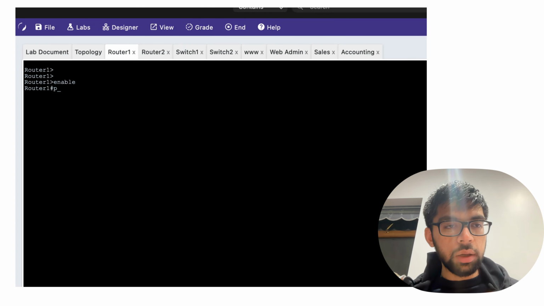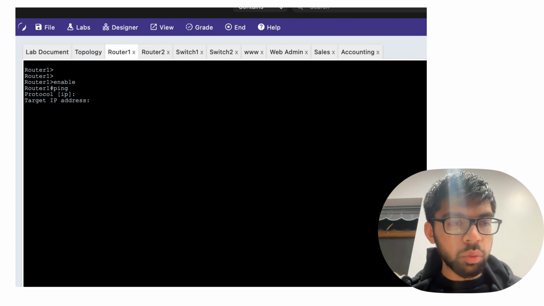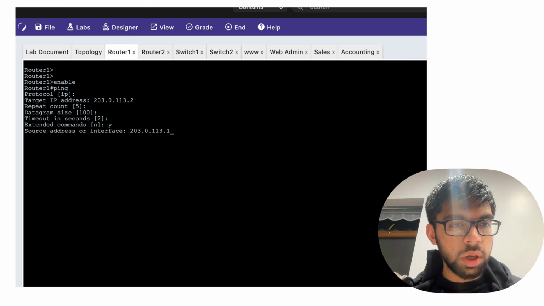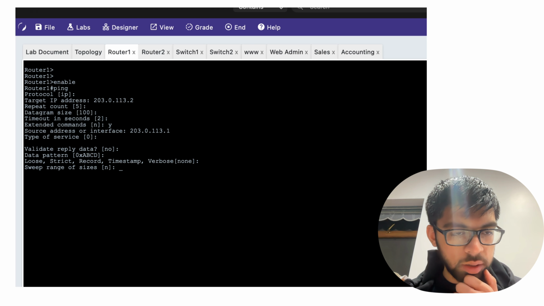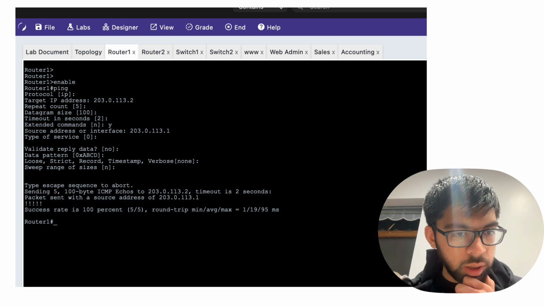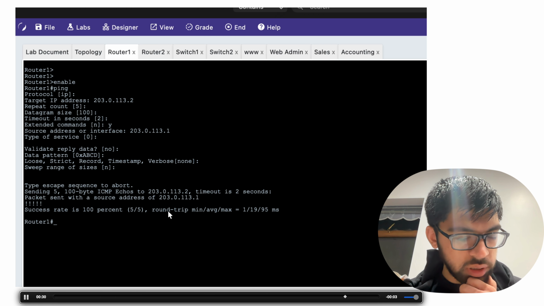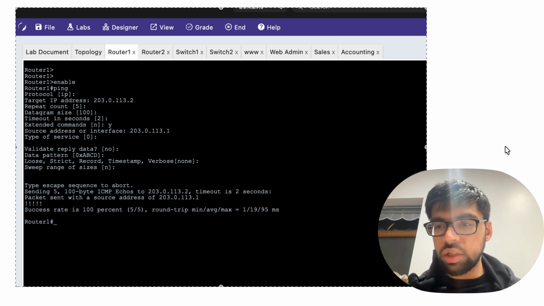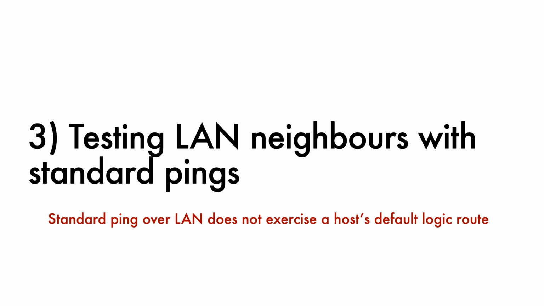If we were to just type in ping on router 1 here, it gives us a series of options. We specify the target address for router 2, 203.0.113.2, and then we specify the source address, which is router 1's interface. Going into the interface for router 1, we can see here that the pings were successful. That's all great. They were successful, but this did a test of the reverse route as well, which is really, really good.